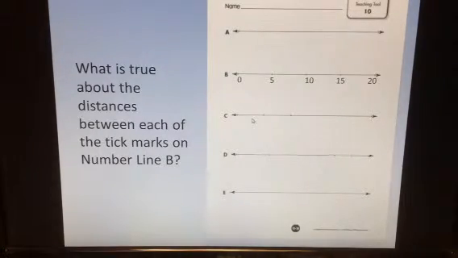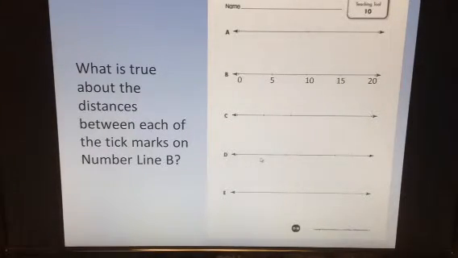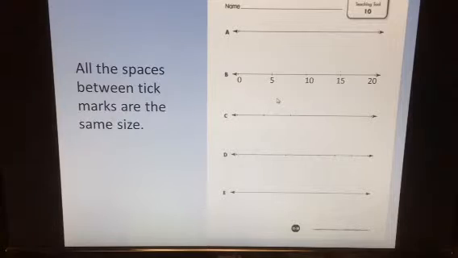But if you look at number line C, the spaces on that line are the same as each other. Same deal with number line D. All the spaces on number line D are also the same size. That lets us know that there's an equal amount of numbers between each tick mark.